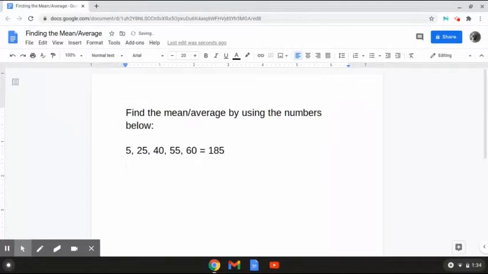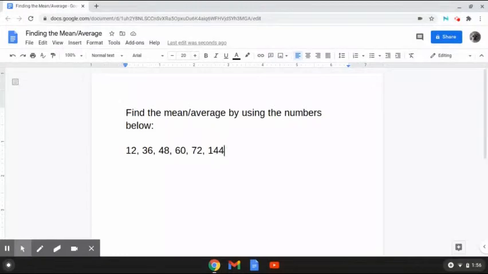Then, from here, in order to find the mean, we're going to take the 185 and divide it by the total value of numbers, which is 5. So 185 divided by 5. That'll give us 37. So the mean/average for this problem is 37 because 185 divided by 5 is 37. And that is how to solve this problem. So let's hop on to the next one.